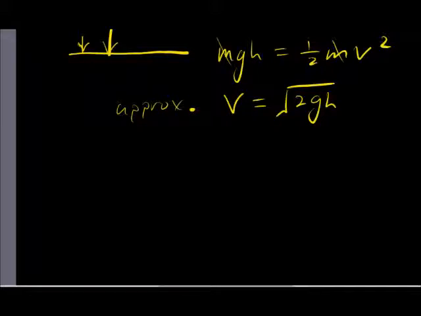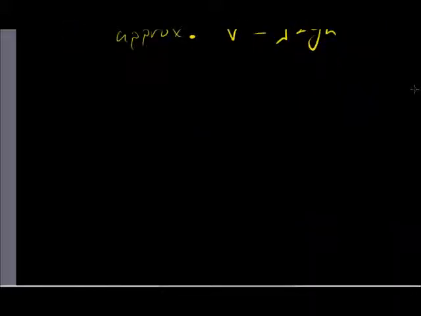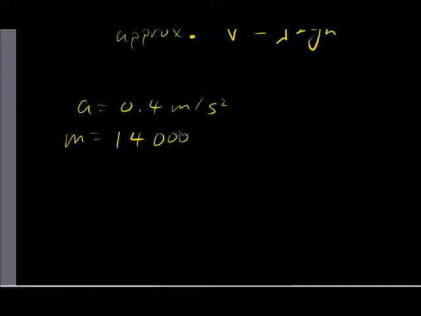Alright, so in part B, a helicopter takes off vertically. It starts from rest at time t equals 0 and has a constant upwards acceleration of 0.4 meter per second square. And then the mass of the helicopter is given as 14,000 kilogram, and g, which is the gravitational acceleration, as usual, is given by 10 meter per second square.